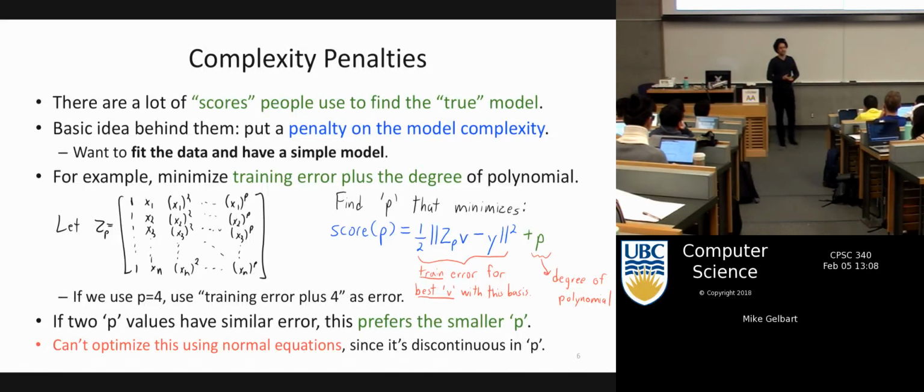Right, so a problem is how are we actually going to minimize this function? Well, it's not even that we can't use the normal equations, but we can't really use gradient descent for this either, because p is a discrete variable, and we only talked about gradient descent optimizing in a continuous space.